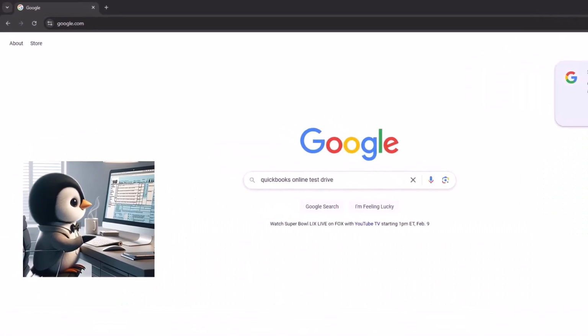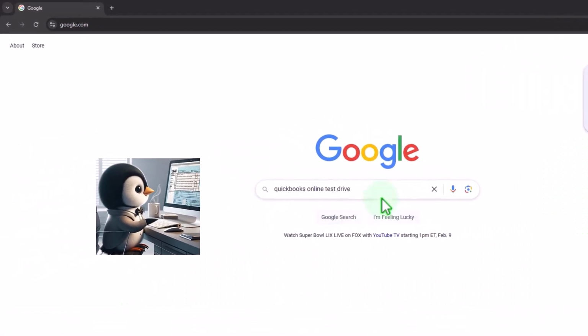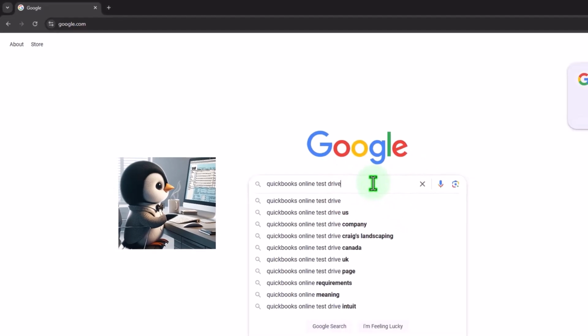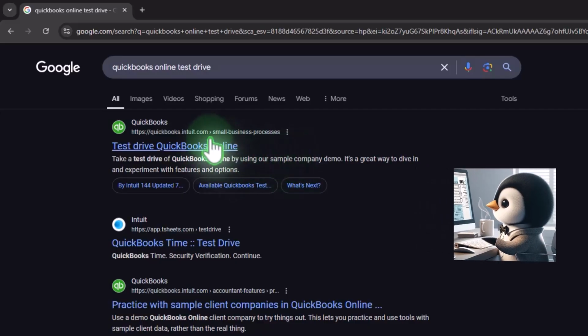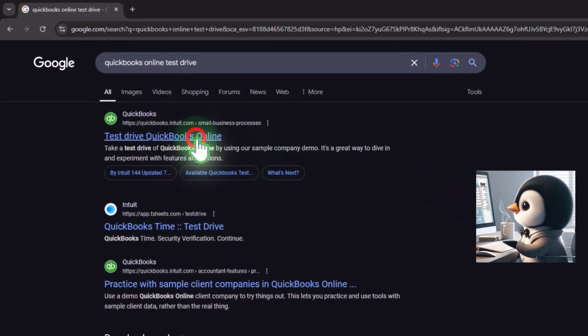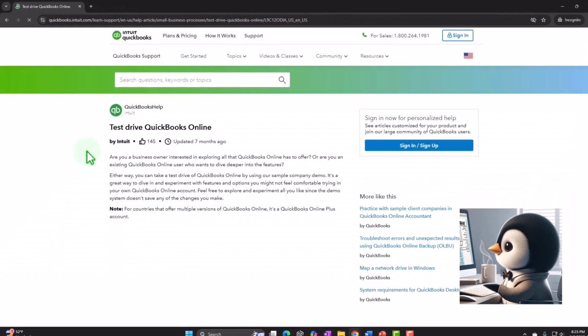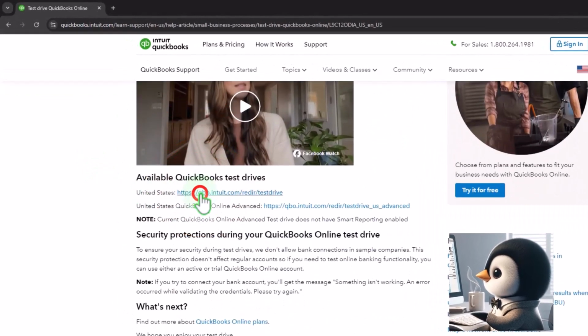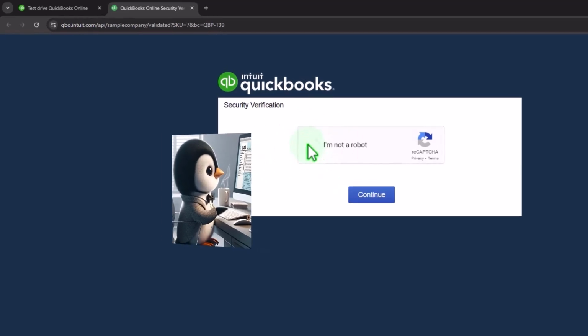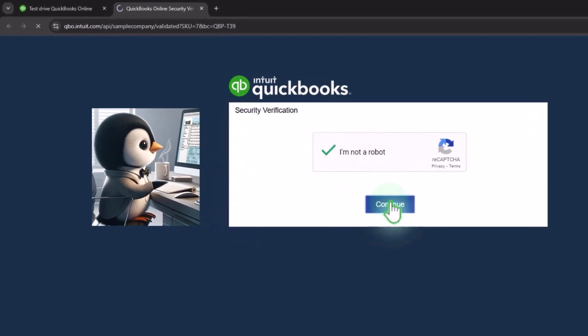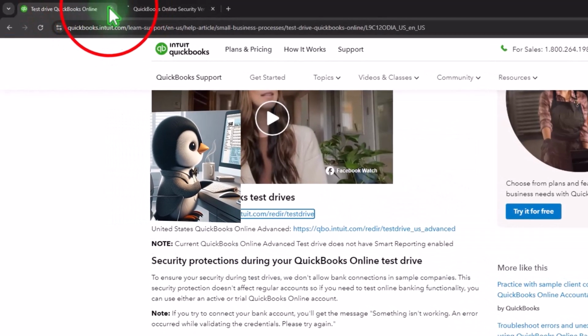Here we are online in our browser searching for that QuickBooks Online test drive, the free sample company file available to everybody. Looking for the result that has Intuit.com in the URL because Intuit is the owner of QuickBooks. Choosing the United States version of the software, and then we have to verify that we're not a robot with the checkbox. Boom, not a robot. Going to the left and closing this out.